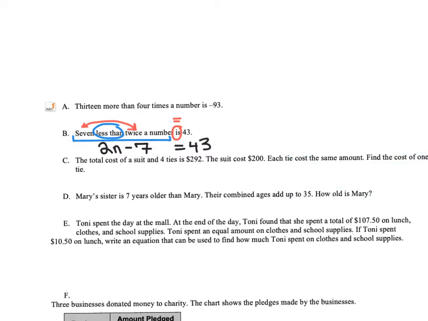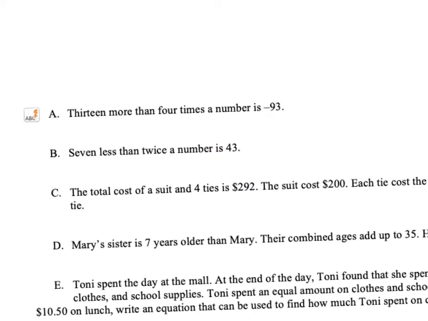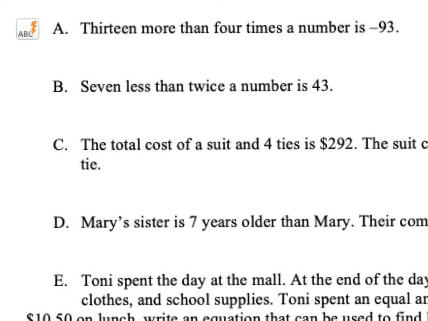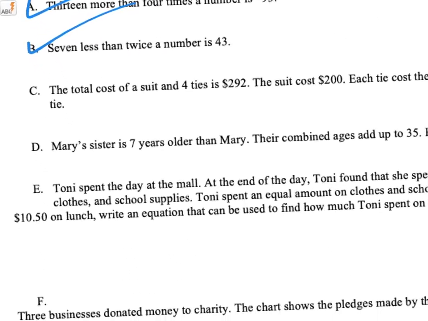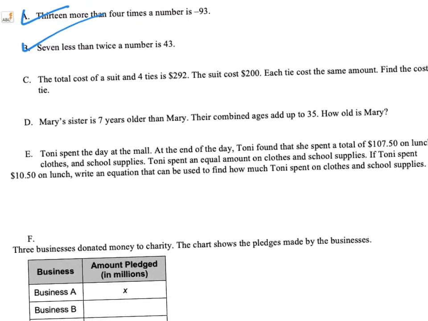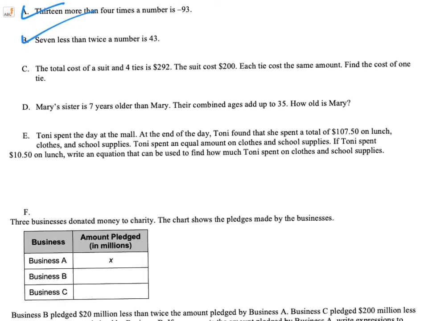Now, if I were to reread the question, I know that my unknown number is 25. I could read this as 7 less than twice 25 equals 43. And I could check my work by subbing my answer back into the problem. Okay, so we have done A and B. Let's go ahead and try C, which is a word problem where we have cost.